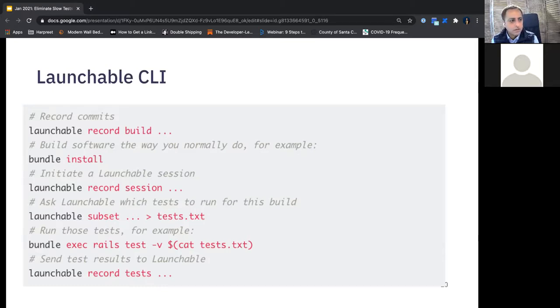You start the build. Before you start the build, call Launchable and give us a Git snapshot of the changes that have happened in your system. Once you've recorded this, you can continue running your build. Then, when you're about to start testing, call Launchable and say, hey, I'm about to start a new test session, give me a set of tests that I should be running. Launchable comes back with a subset.